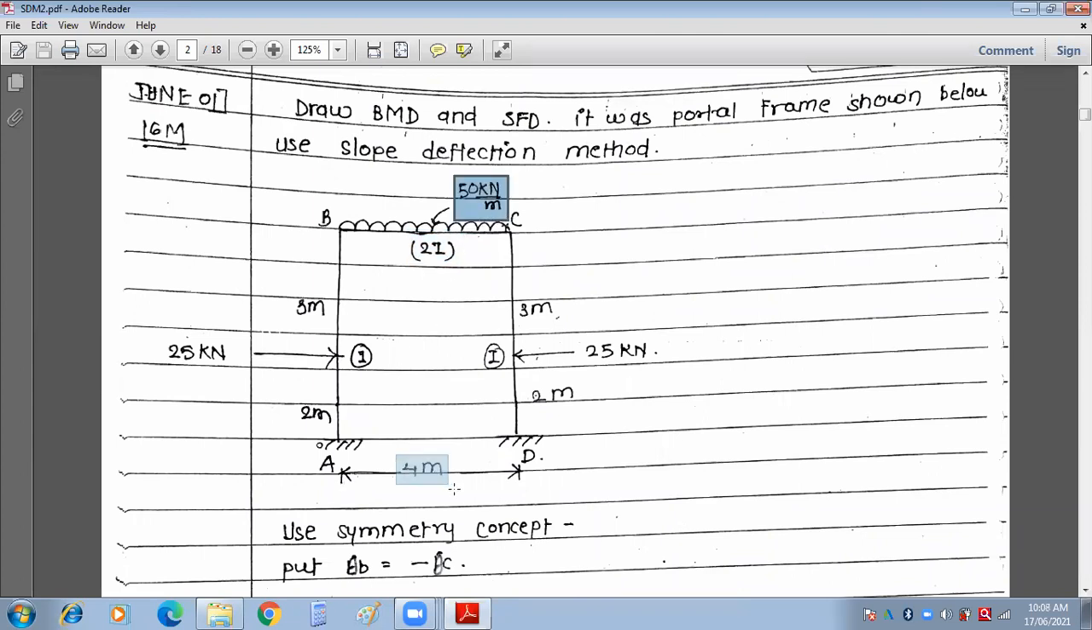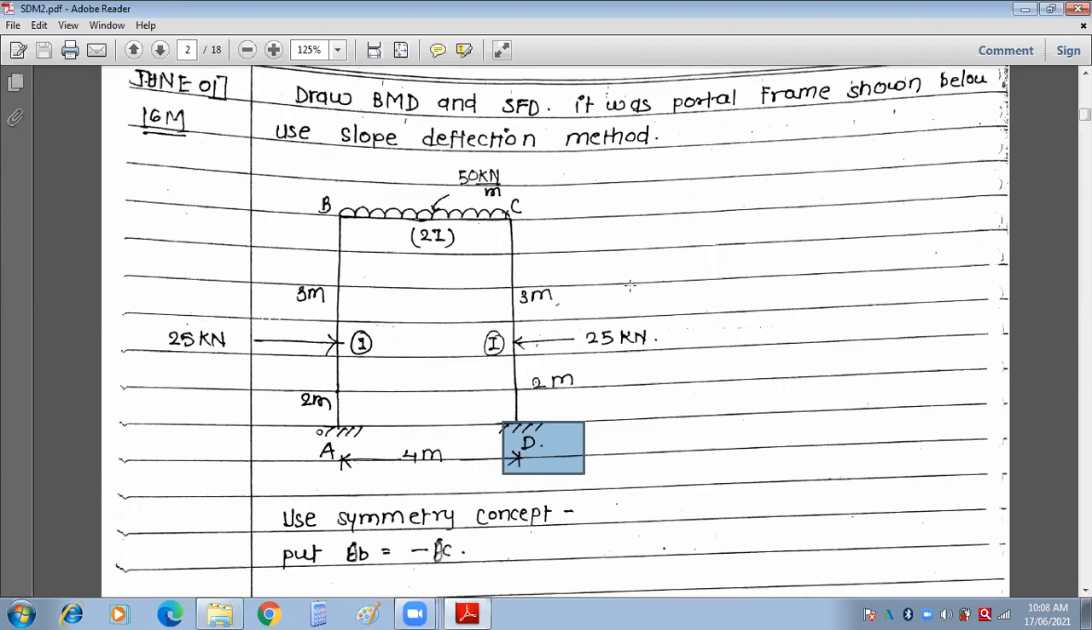The BC span is 4 meter. The AB and CD spans are 5 meter, and this point load acts 2 meter from support A and support D respectively. And the loading, as you see here, is symmetrical. It means this frame is which kind of frame? Non-sway type of frame.